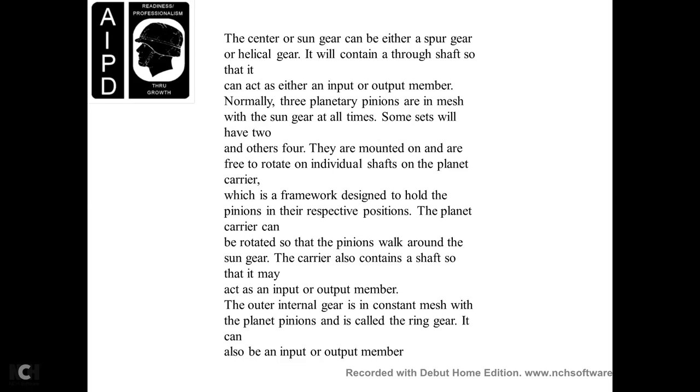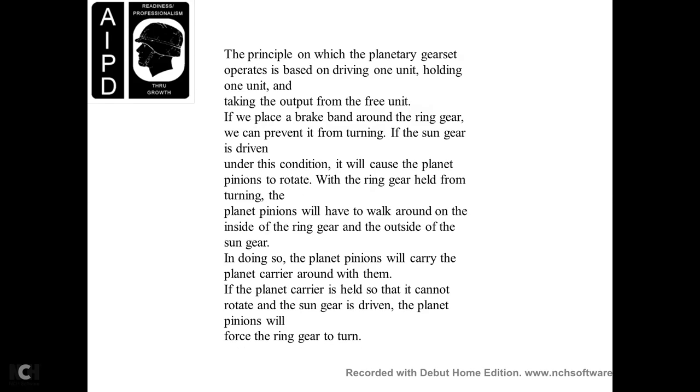Normally, these three planetary pinions are in mesh with the sun gear at all times. Some sets will have two or others four. They are mounted on, and are free to rotate on, individual shafts of the planet carrier, a framework designed to hold the pinions in their respective positions. The carrier can be rotated, and the pinions walk around the sun gear. The carrier can also contain a shaft that may act as the input or output member. The outer internal gear, in mesh with the planet pinions, is called the ring gear, and it can also be an input and output member.